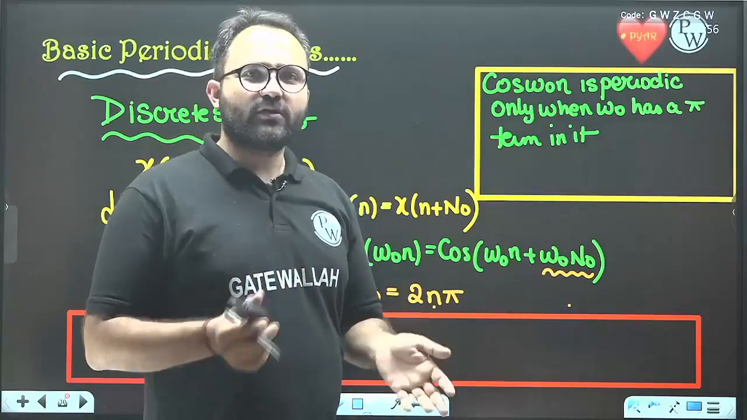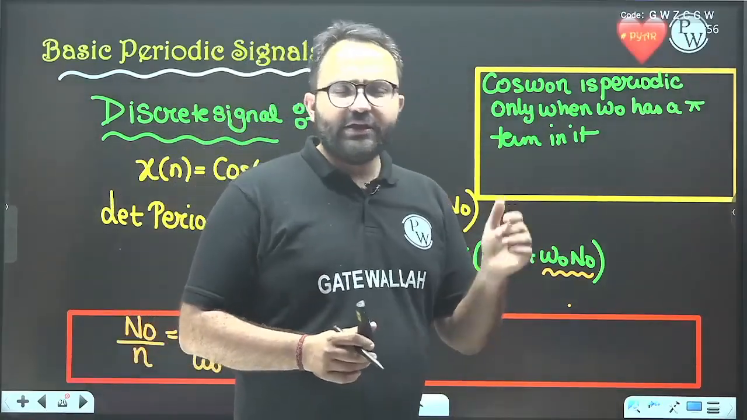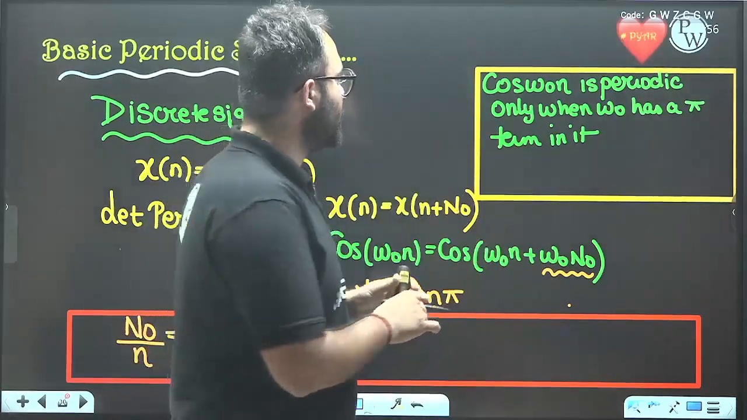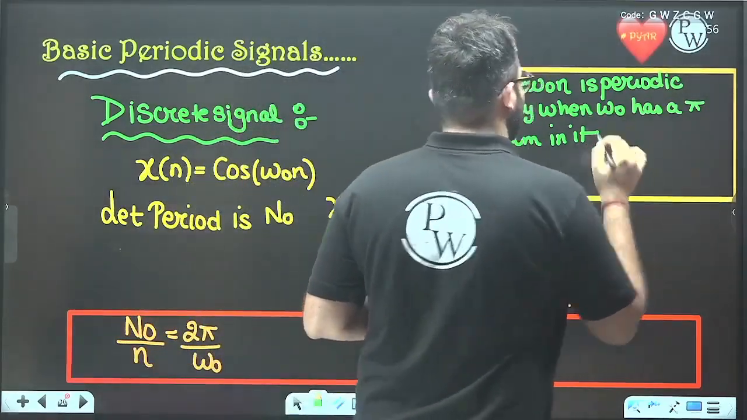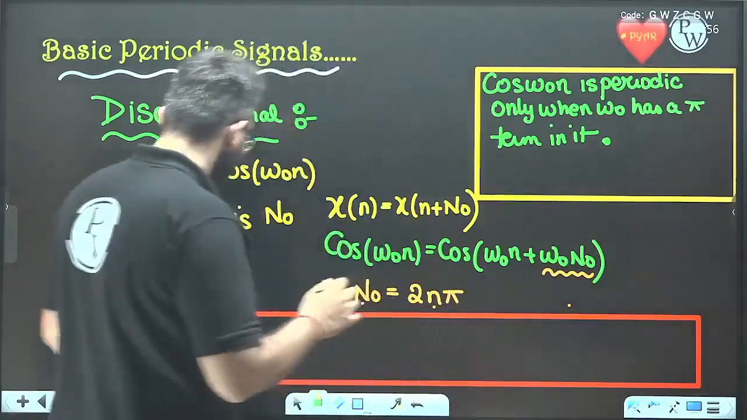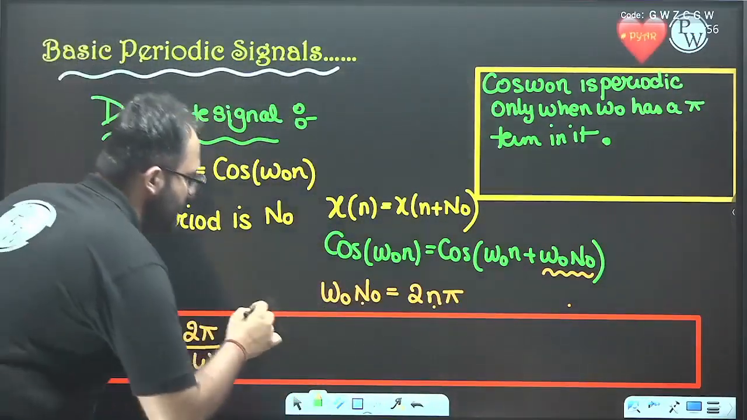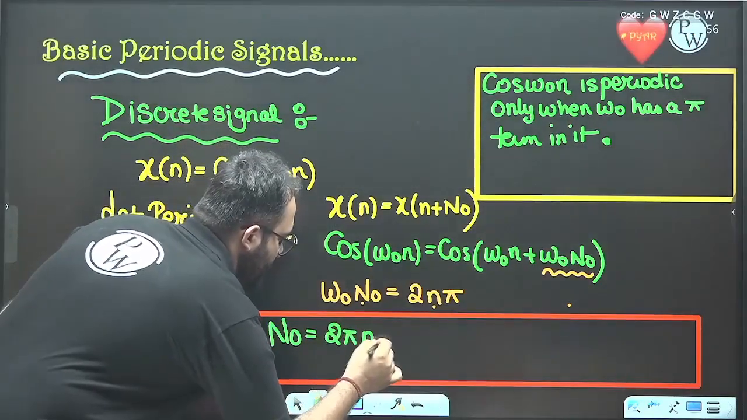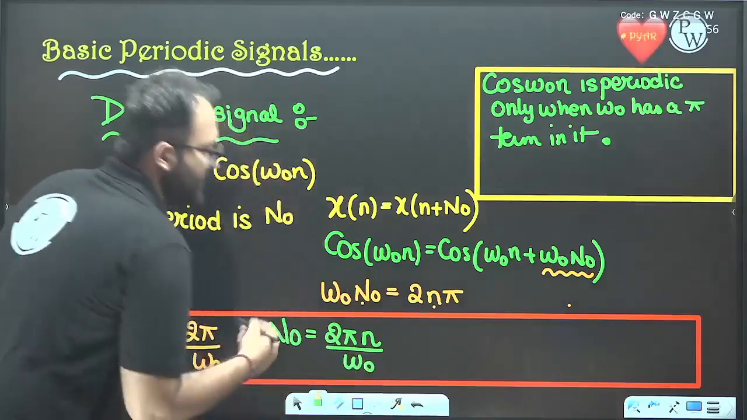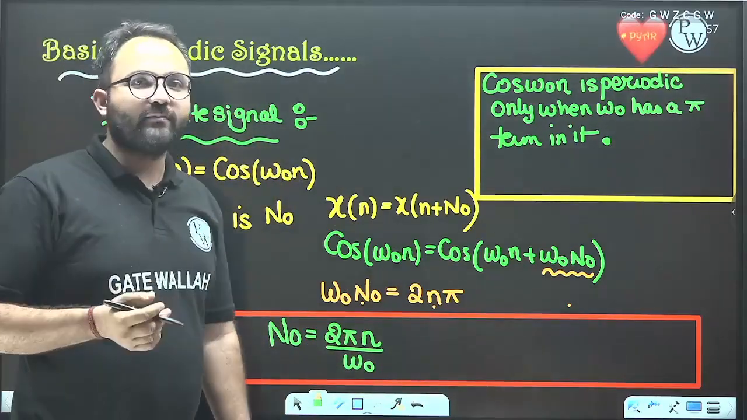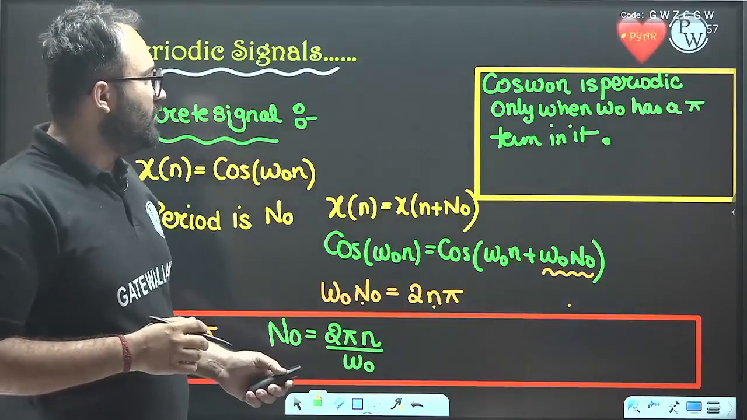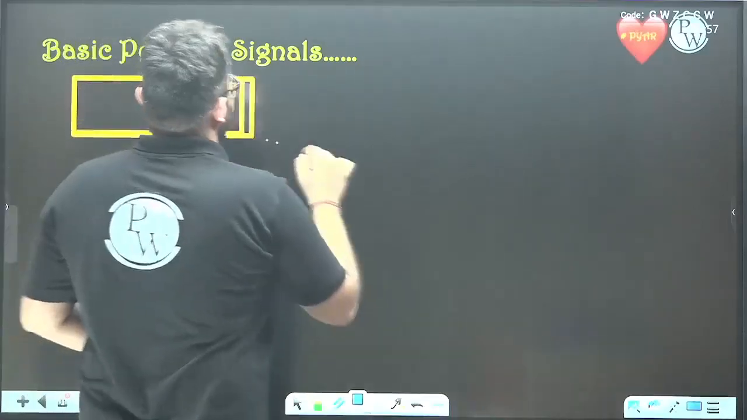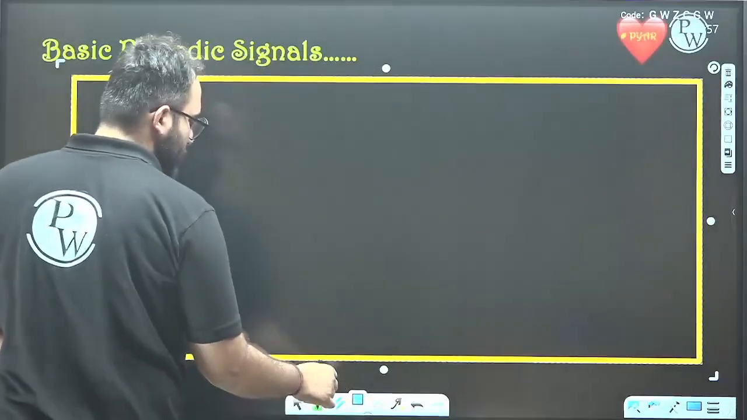Pi term means omega naught is of the nature 7 pi by 18, 5 pi by 7, anything, but it should have a pi term in it. If omega naught has a pi term, then period N naught is equal to 2 pi n upon omega. Now how to find the period? I'll show that with the help of an example. I'm writing a concluding statement here.